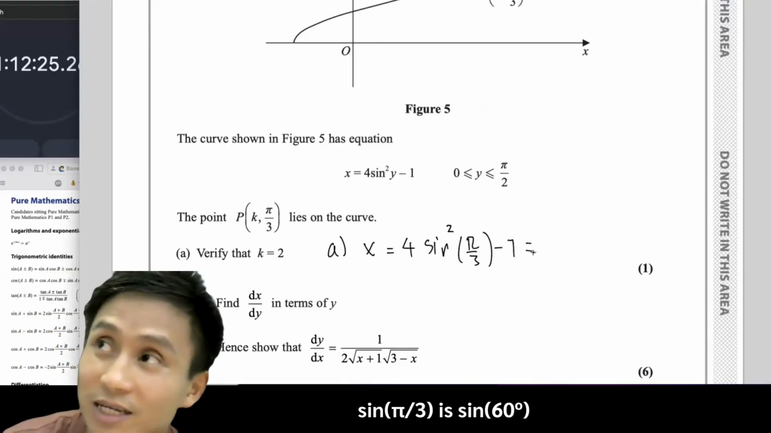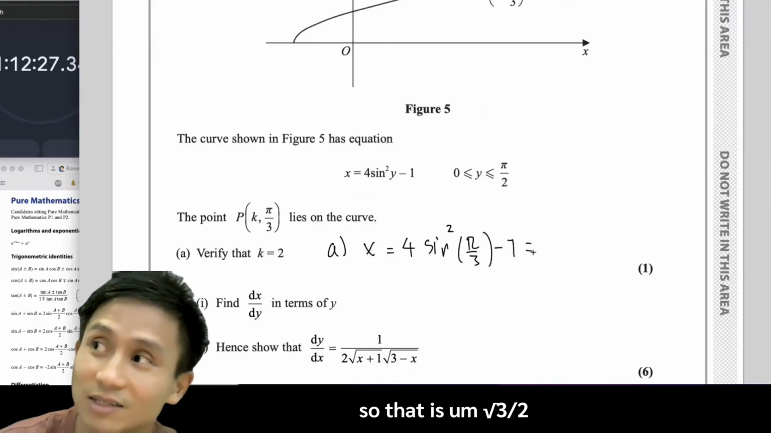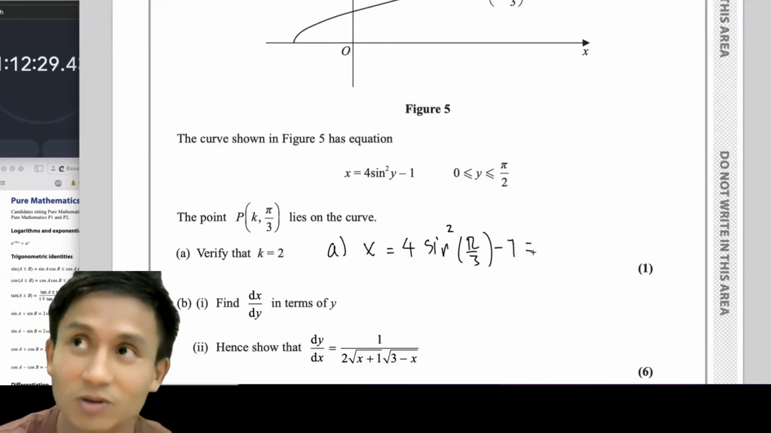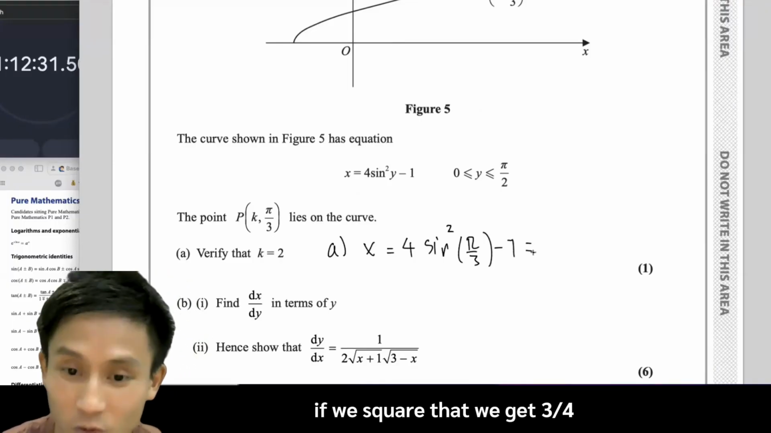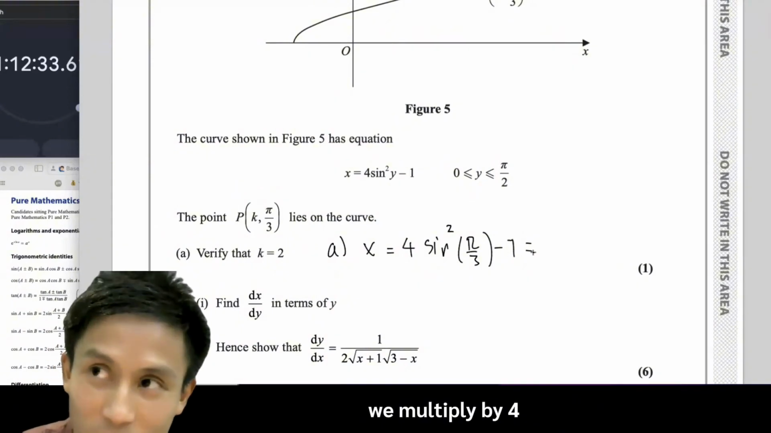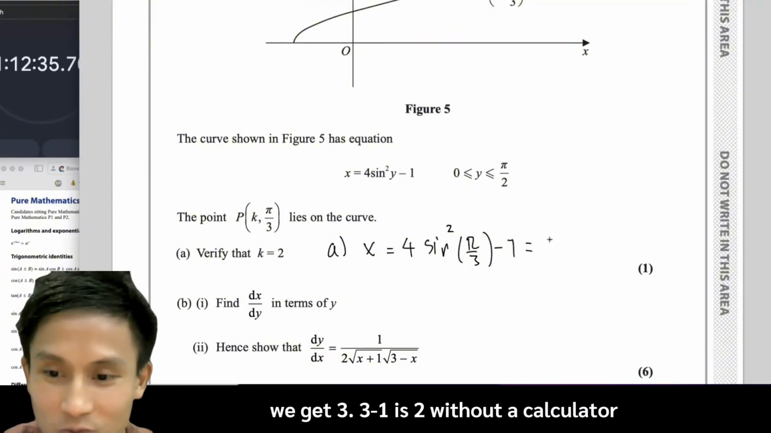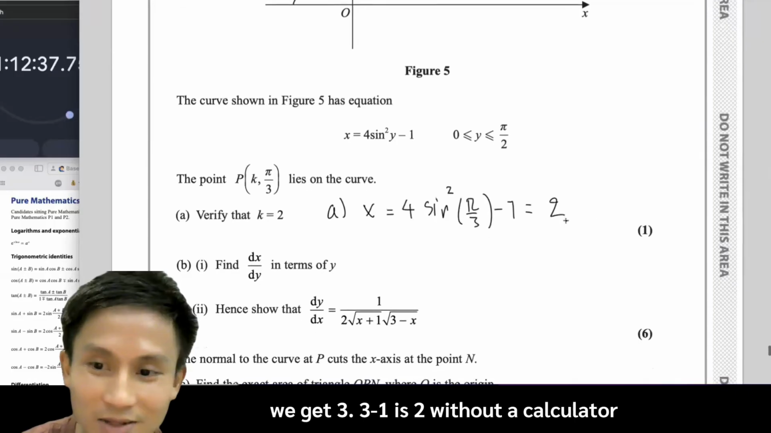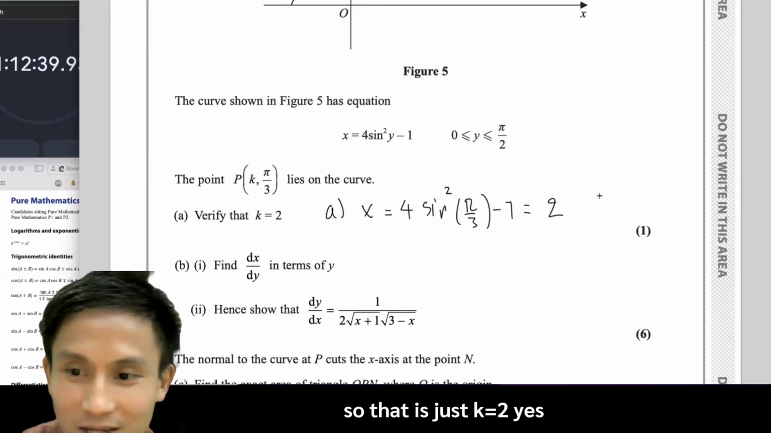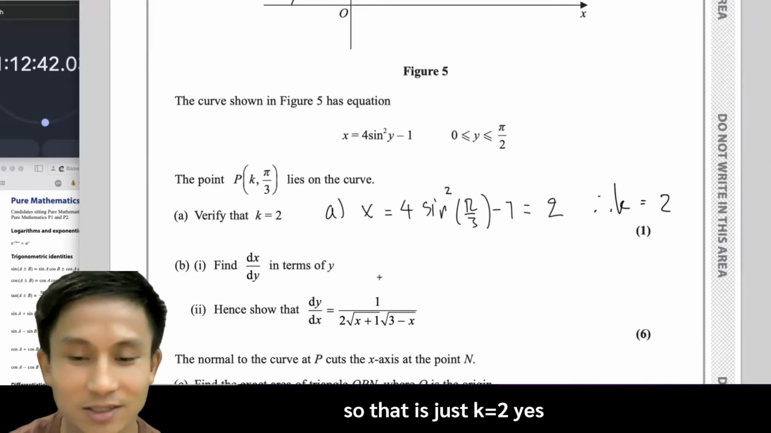Sine of pi over 3 is sine 60 degrees, so that is root 3 over 2. If we square that, we get 3 over 4. We multiply by 4, we get 3. 3 minus 1 is 2, without a calculator. So that is just k equals 2. Yes.